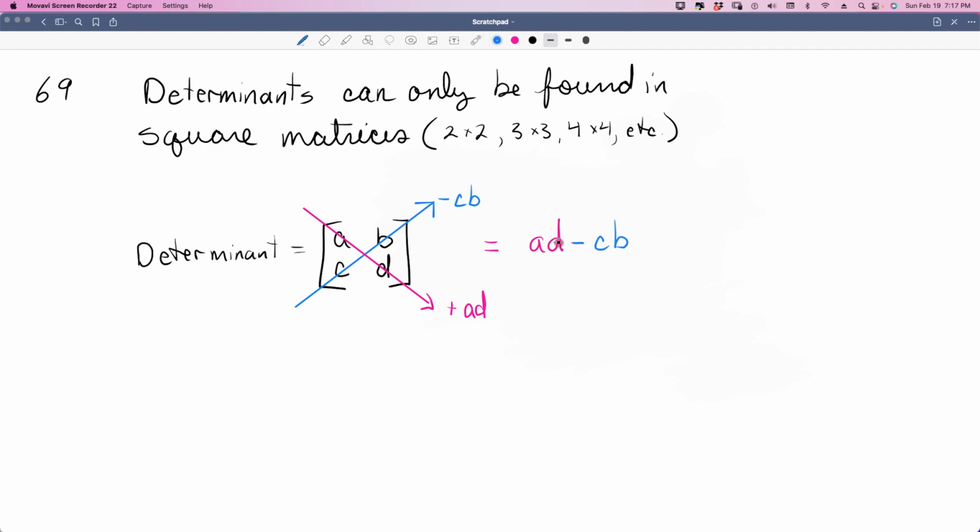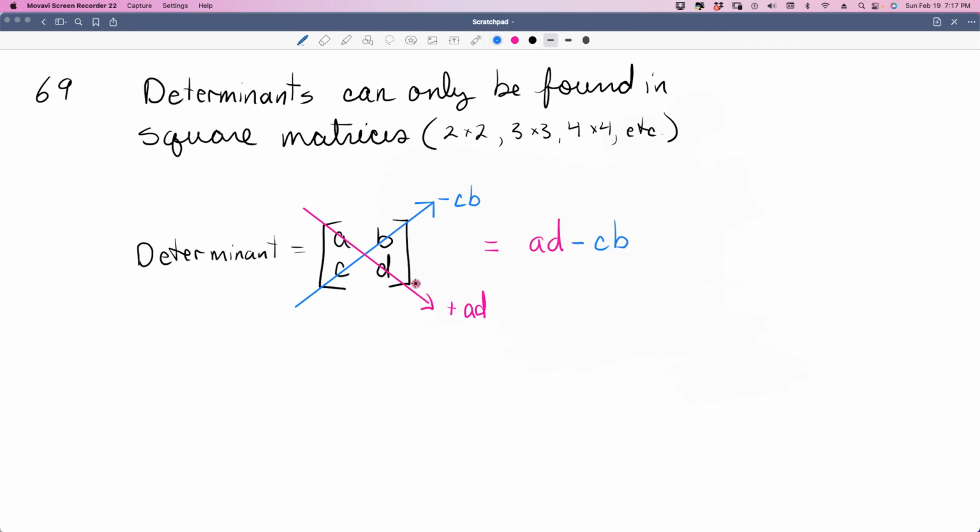And that's going to give you the value of a times d minus c times b. And that can be for a larger matrix as well. What you need to remember is that multiplying from the top down to the bottom, from left to right, is going to give you the positive, and from the bottom up to the right is going to give you the negative. So if you think about our Cartesian coordinate system, it's the opposite. The angle of the line that goes up is usually positive. Here we have negative.